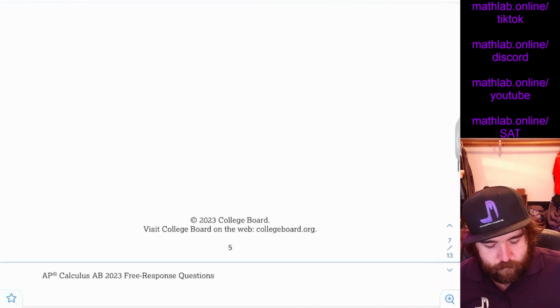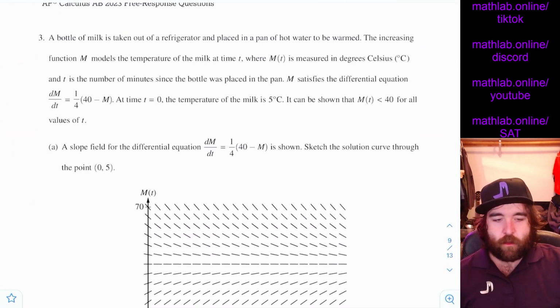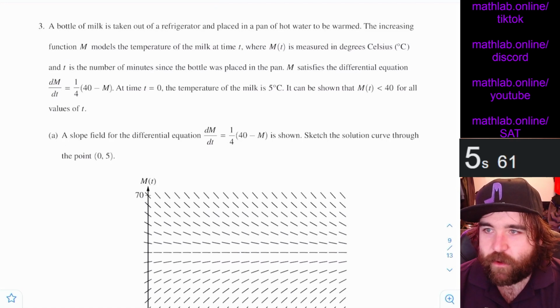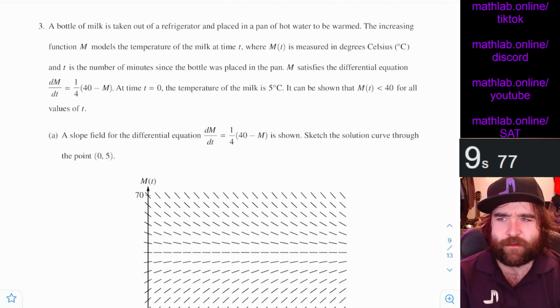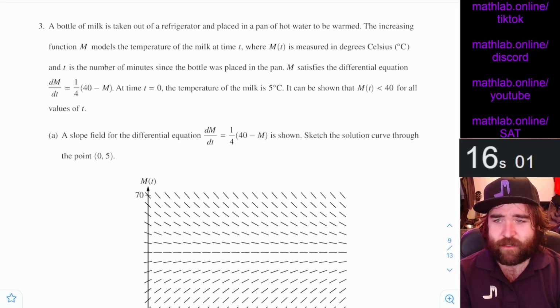So let's see what we're looking at. You know what? I'm going to do one more thing. I'm going to add a timer. A bottle of milk was taken out of a refrigerator and placed in a pan of hot water to be warmed. The increasing function m models the temperature of the milk. m of t is measured in degrees Celsius, and t is the number of minutes since it was placed in the pan. What is this situation?